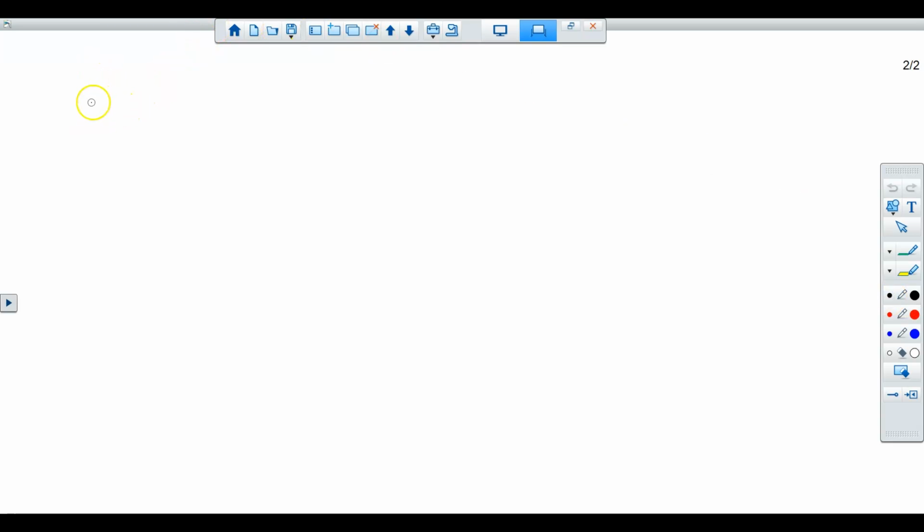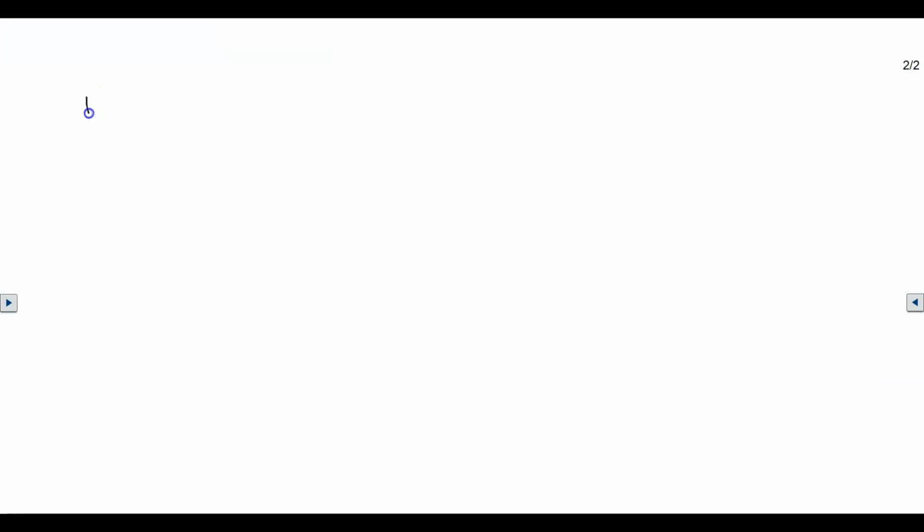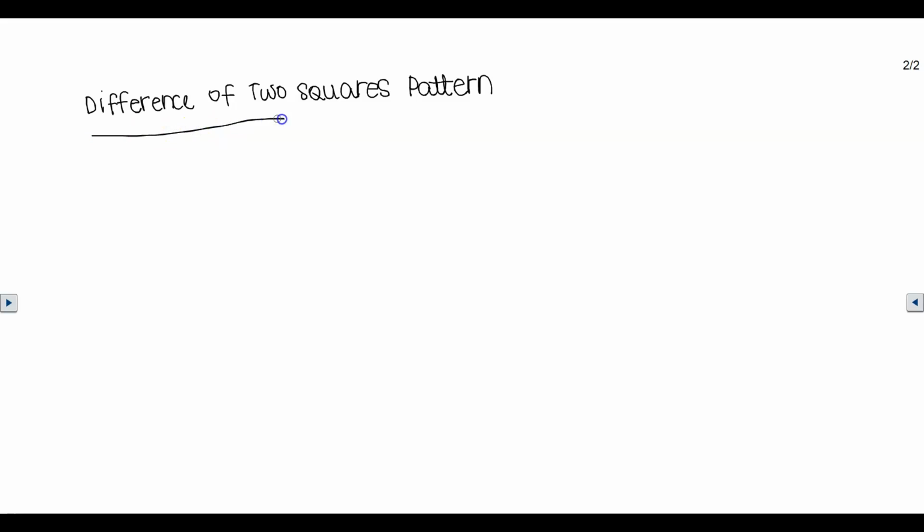All right, so now that we have that out of the way, the big thing that I want you to know is that to factor a difference of 2 squares, there is actually a pattern. So we're going to look at this difference of 2 squares pattern. Here's how it's going to start. We're going to have a to the second power minus b to the second power.